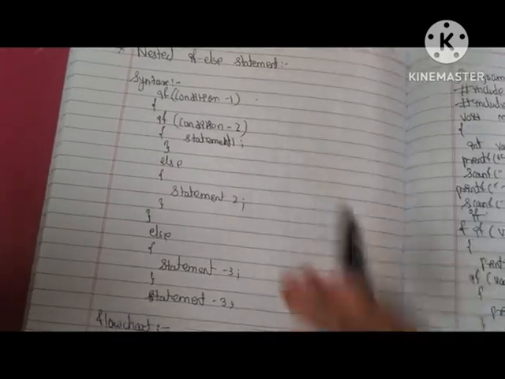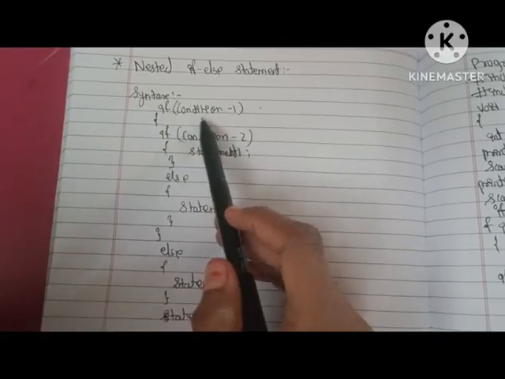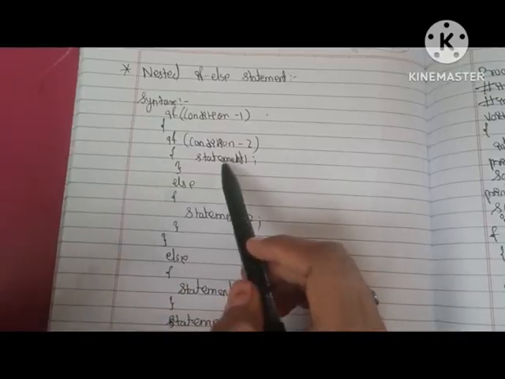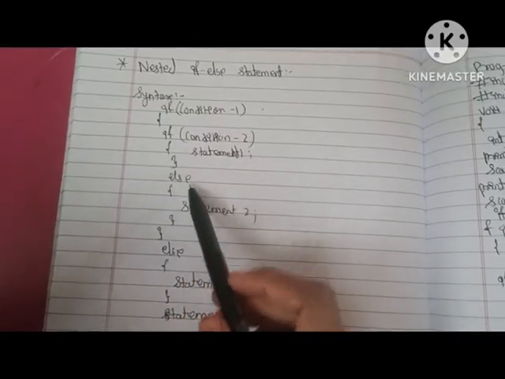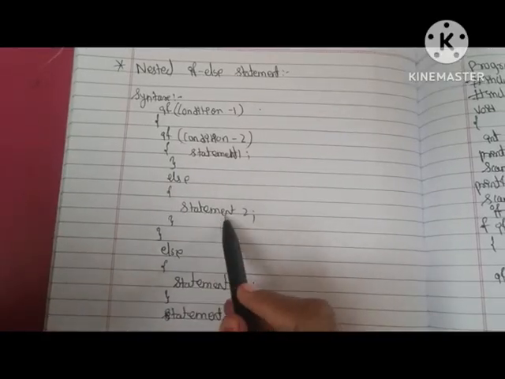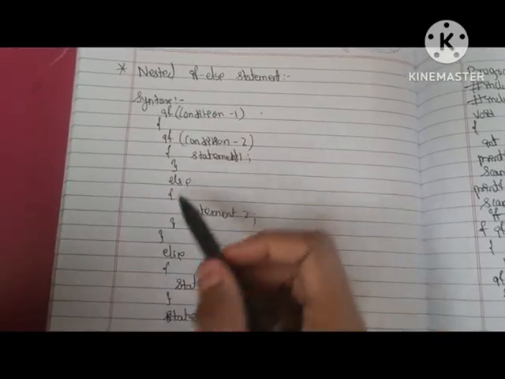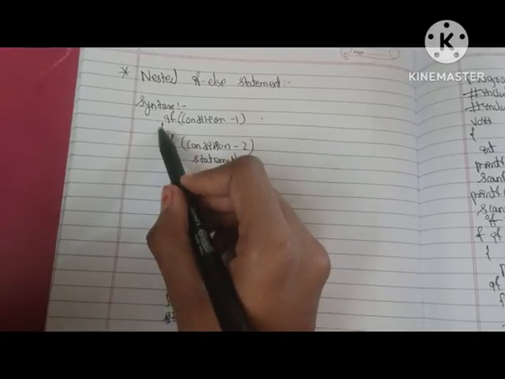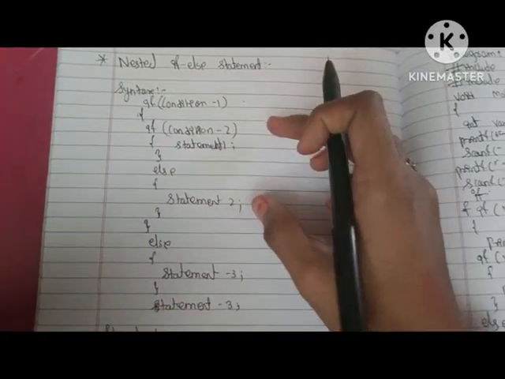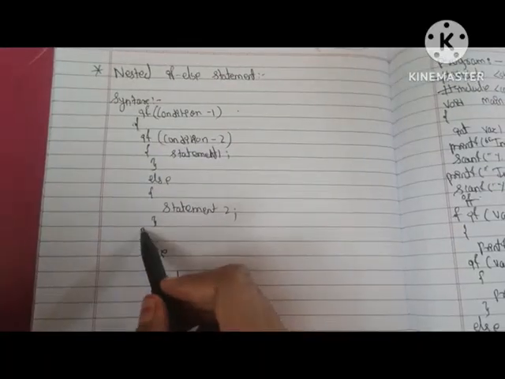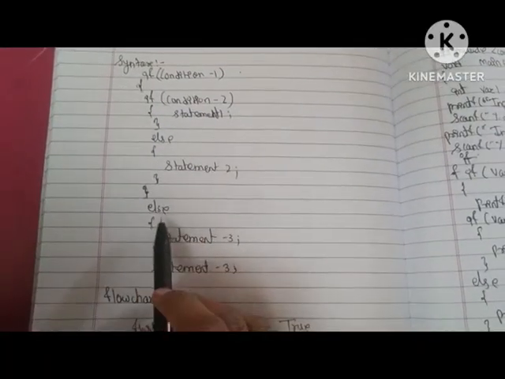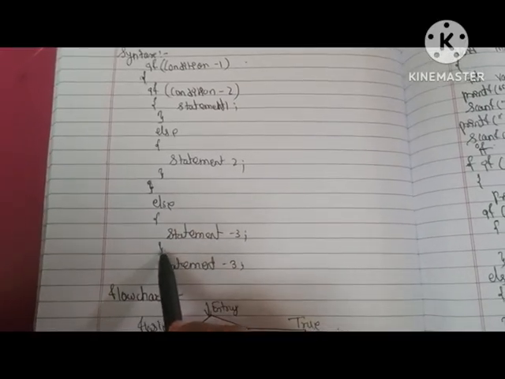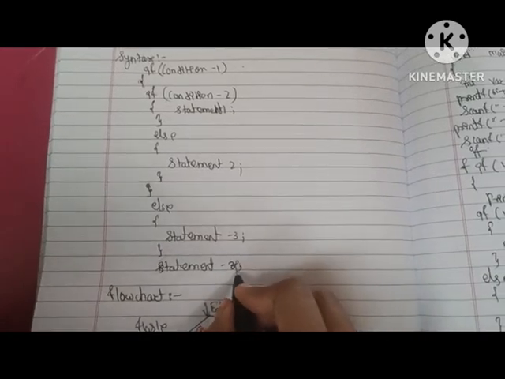The syntax of nested if-else is: if condition 1 { if condition 2 { statement 1 } else { statement 2 } }. The opening curly bracket here is closed after the one if-else statement, that is here, and next else { statement 3 } and it is statement x.